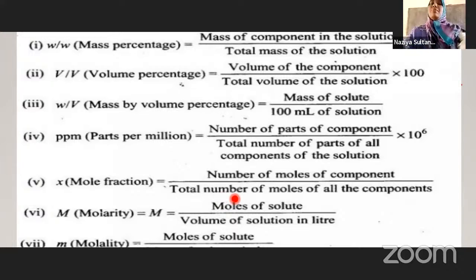Next, coming to molarity. This is also one of the methods of expressing concentration, where we are taking the number of moles.